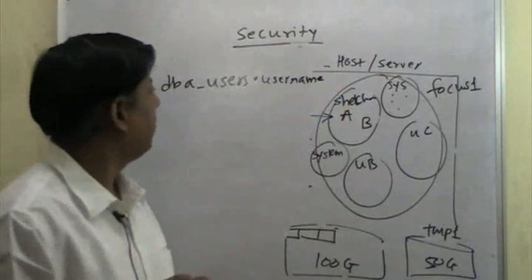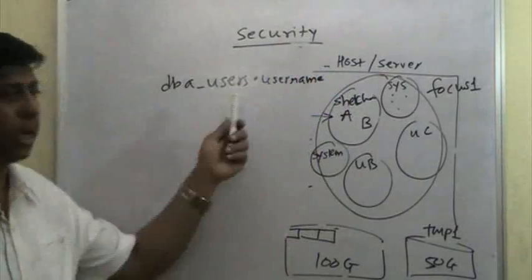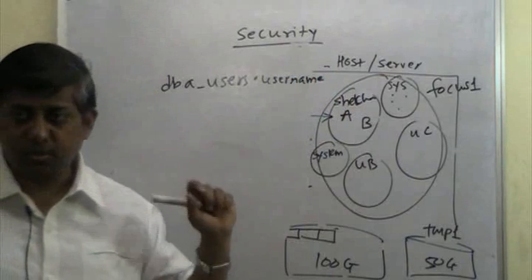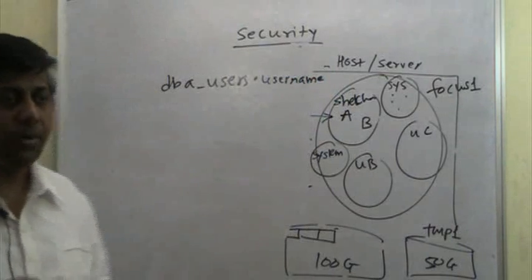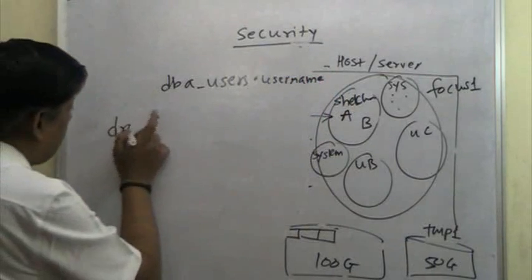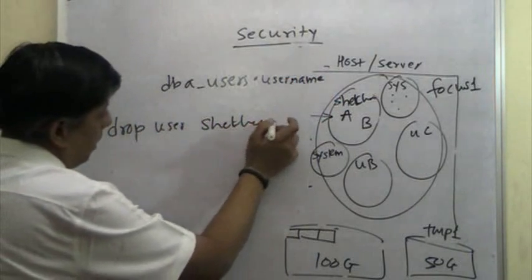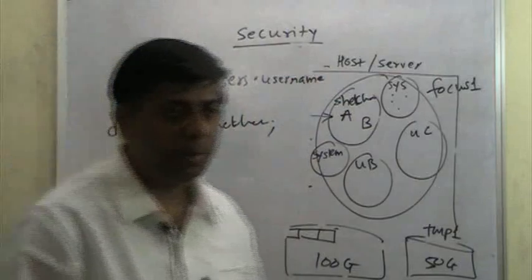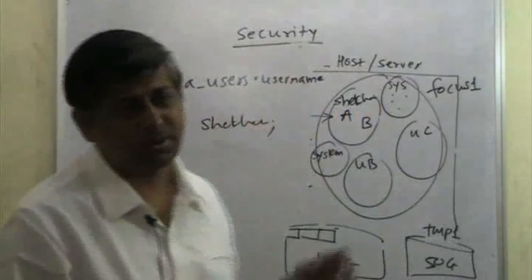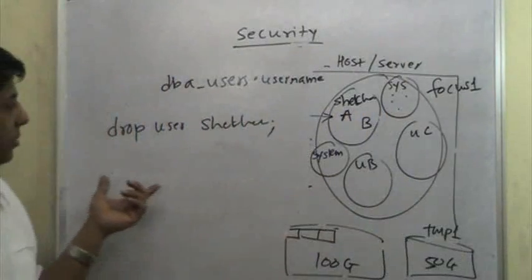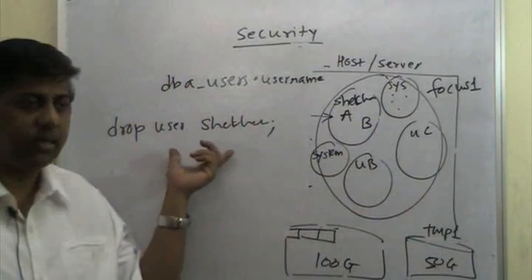Select username from DBA_users, and you will suddenly see Shekhar there, because we have just created a user called Shekhar. How do you drop a user? You just say drop user Shekhar and a semicolon. So this will drop a user. Now, dropping a user is not a very commonly used command; this will be kind of a rare thing for you.